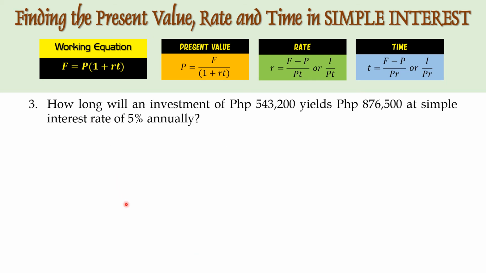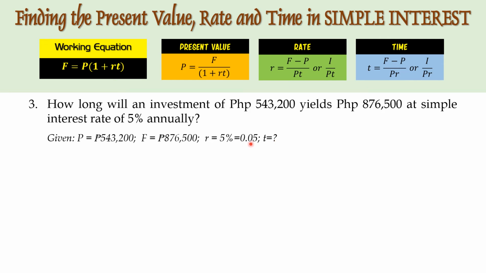Okay, next. Number 3. So, how long will an investment of 543,200 pesos yield 876,500 pesos at simple interest rate of 5% annually. Okay, so we're looking for the time kasi how long. So the length of the investment. So present lang natin ang given. So the principal amount 543,200, future value 876,500 pesos. The rate is 5%, the decimal form is 0.05 and the time is unknown.